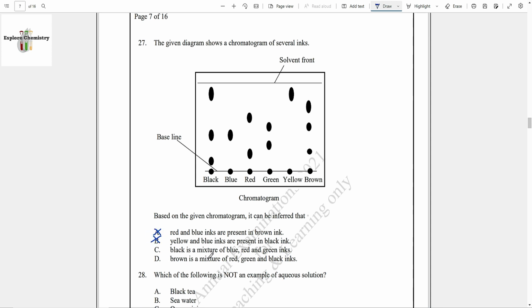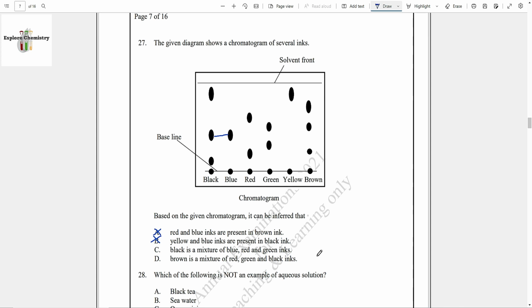C says black is a mixture of blue, red and green. Black is a mixture of blue. At this place there is a spot. And red, no, this is not the correct answer.